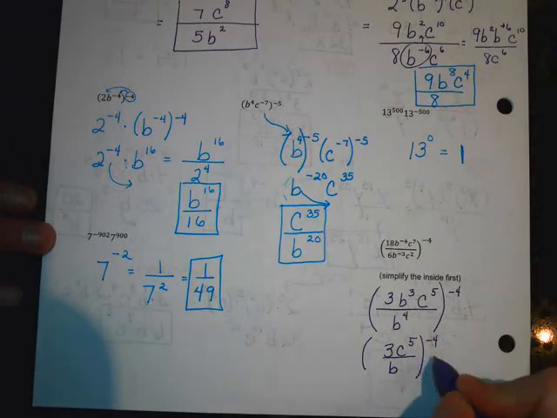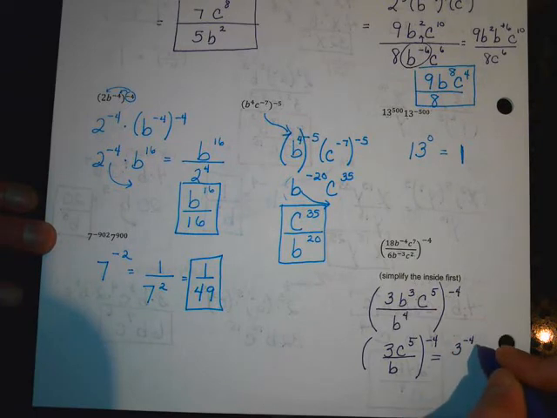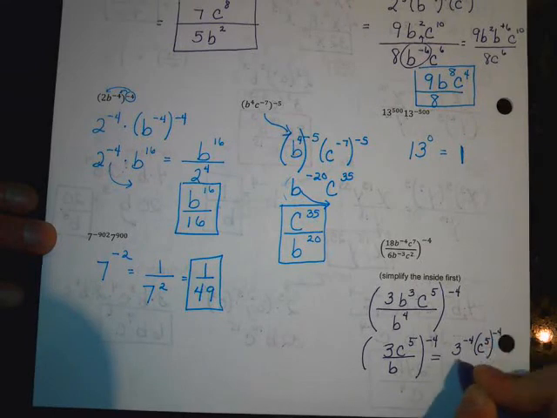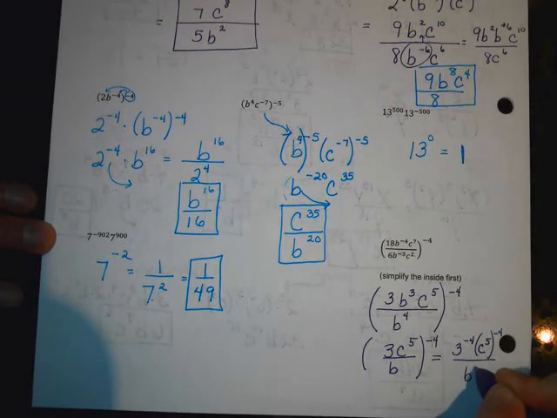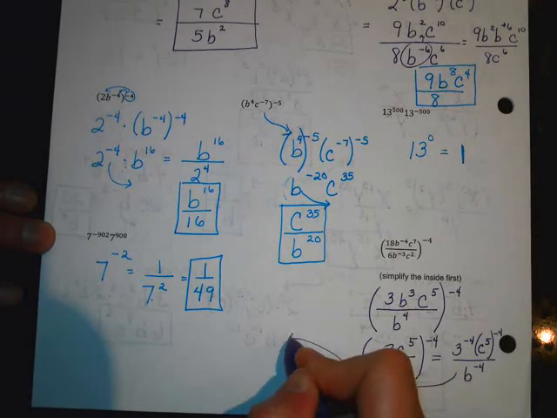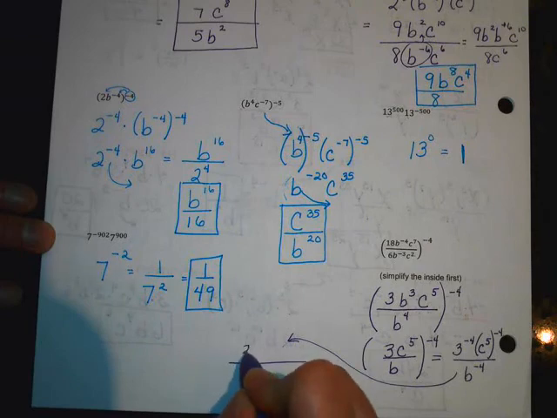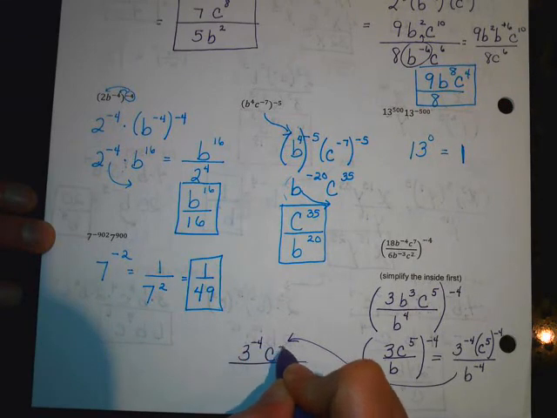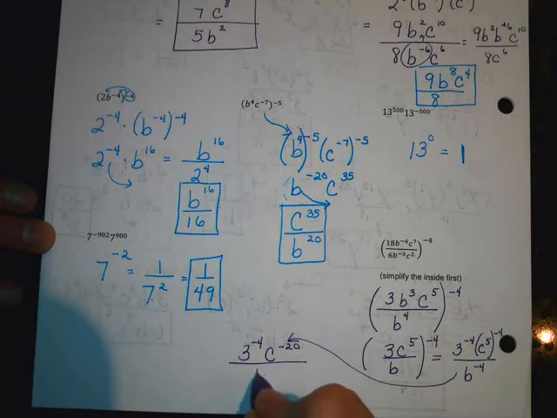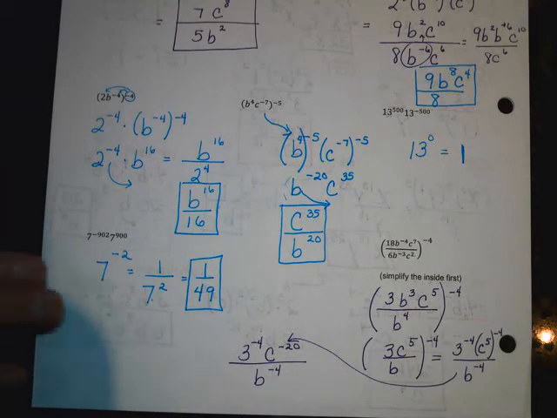Now everything's going to get a negative 4 power, right? So we'll have 3 to the negative 4, c to the 5th to the negative 4, and b to the 1st to the negative 4. All right, let's make everything happy. Well, first let's multiply through. So we got 3 to the negative 4, c to the negative 20, all over b to the negative 4. So you see you have to flip-flop everything to make these powers positive.